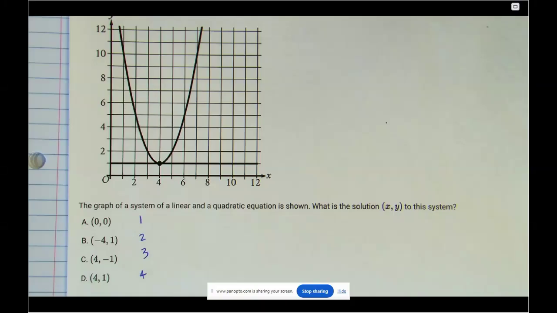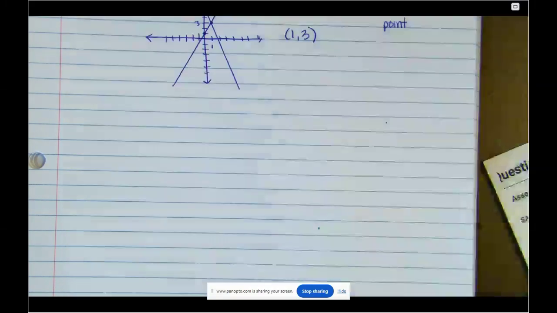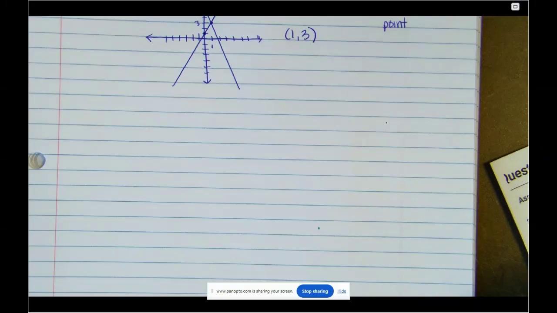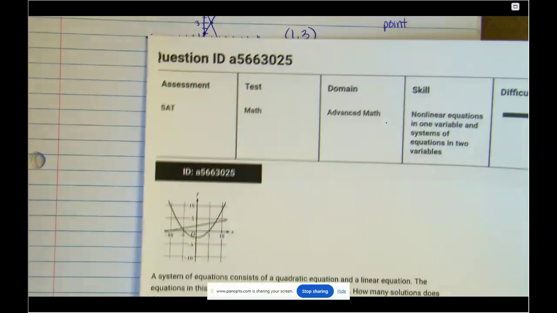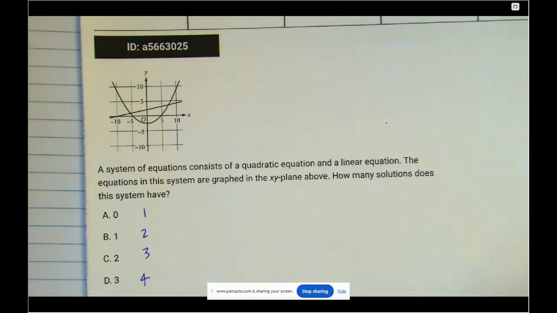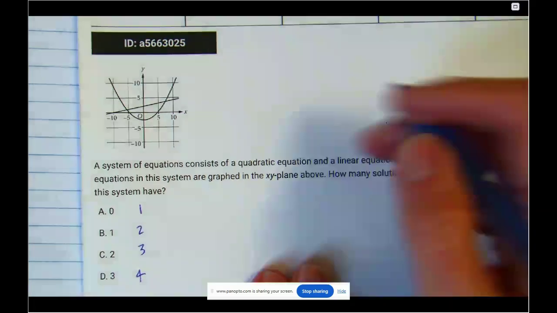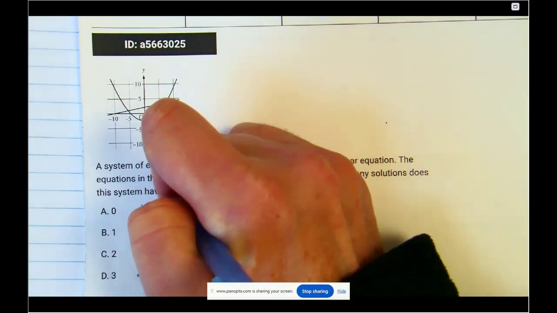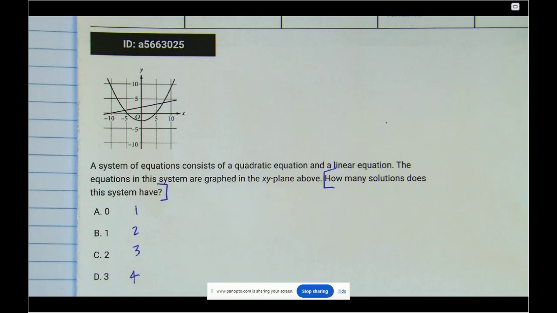Okay, now let me give you a little bit different here. This one we'll go 1, 2, 3, and 4. I'm going to zoom in for you, if I can, a little bit. Okay, a little bit different. So look at what the question says. The question says, how many solutions does this system have?